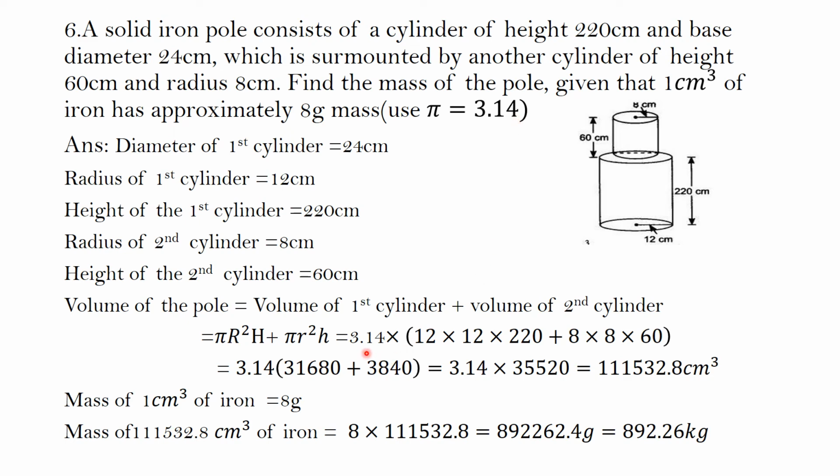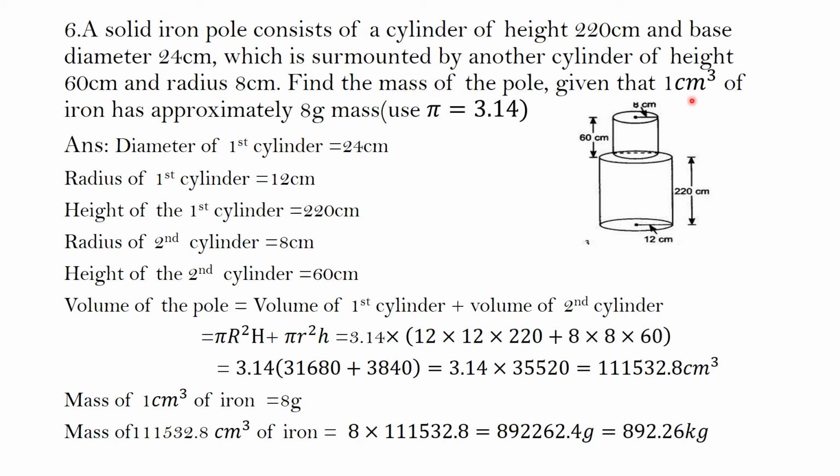So it will be 3.14 multiplied with 12 into 12 into 220 plus 8 into 8 into 60, which will give you 3.14 into 31,680 plus 3,840, which is equal to 3.14 multiplied with 35,520, and the answer is 1,11,532.8 centimeter cube. We are not asked to find the volume, we are asked to find the mass.